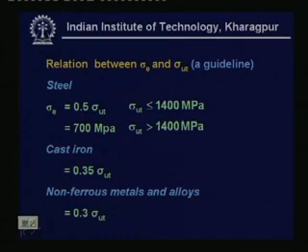Similarly, for cast iron, a broad guideline is that it is 35% of the sigma ultimate, and similar results can also be obtained for non-ferrous metals and alloys, where we can see that this sigma endurance is something around 30% of the sigma ultimate.